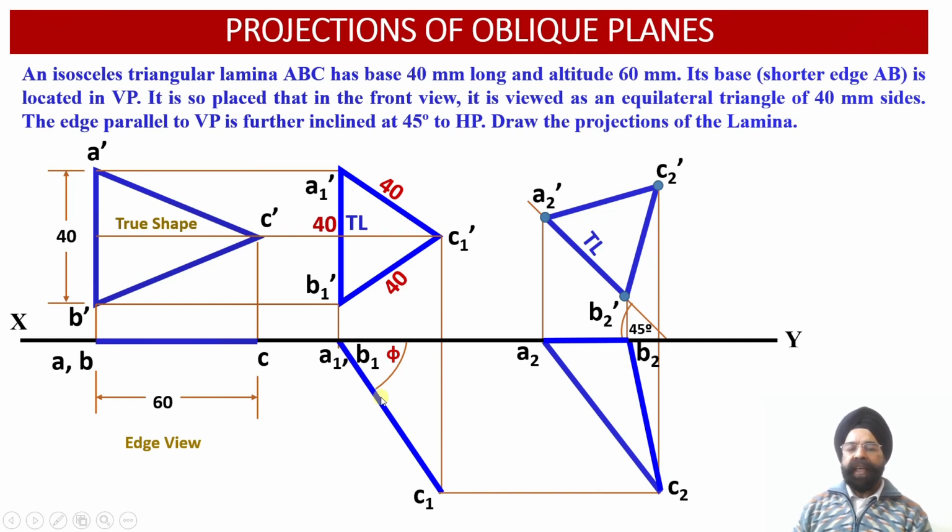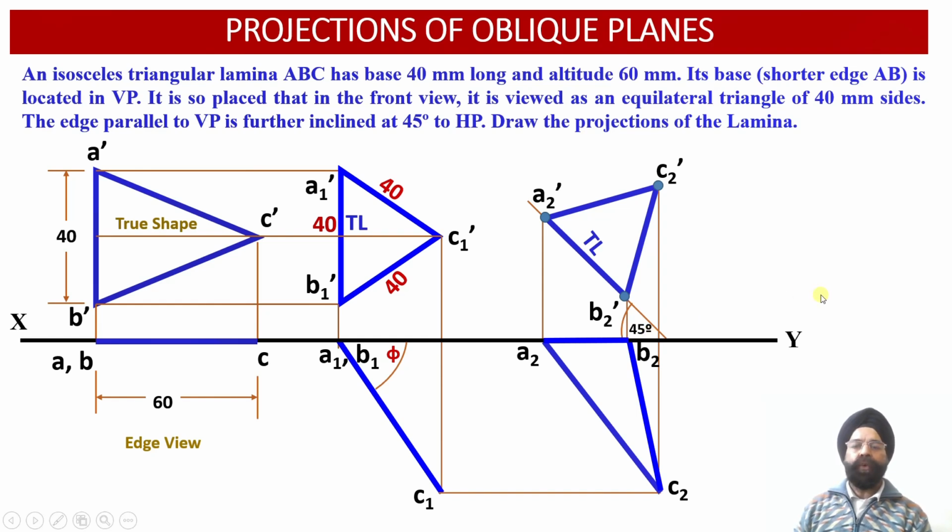in which the surface of the lamina is inclined with respect to the vertical plane at an angle phi, and the true length of the base or the shorter edge of this isosceles triangle happens to be inclined with respect to the horizontal plane at an angle of 45 degree.